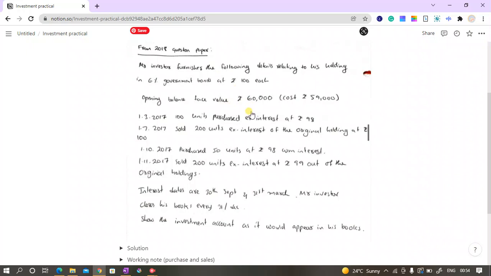The company may be issuing many shares, but we will only take into account the number of purchases and sales the investor has made. Okay, let's start. Mr. Investor has given details regarding his purchases and sales. These are government bonds. First, this is the rate, 6%, and it's government bonds.